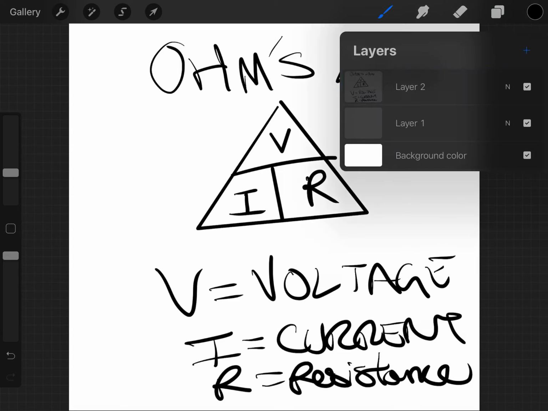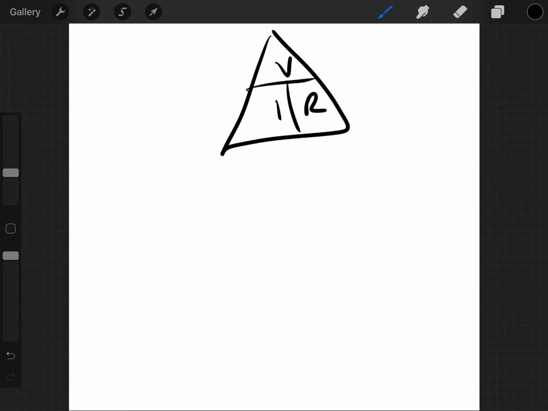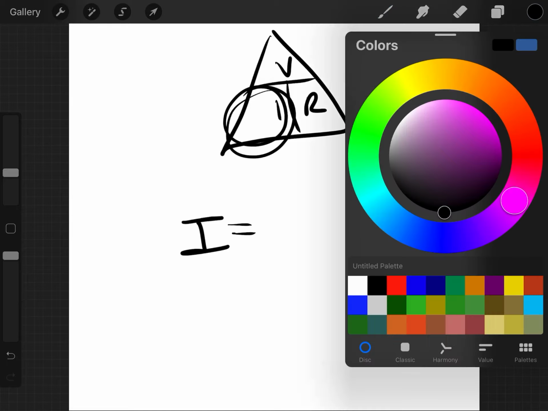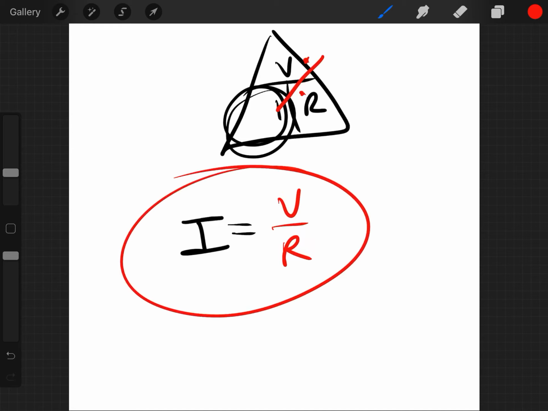Okay. So if I wanted to find current, what do I need to do? I would write I is equal to, and I'm looking for current. So what that means is, in this chart, V is going to be divided by R. So V is divided by R for the current formula. Okay?